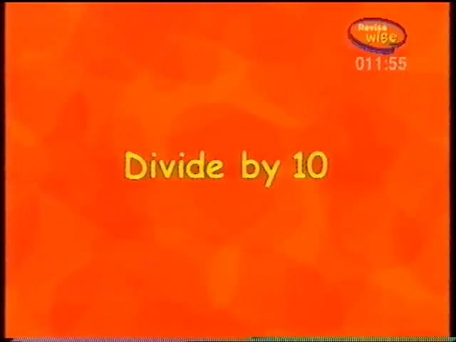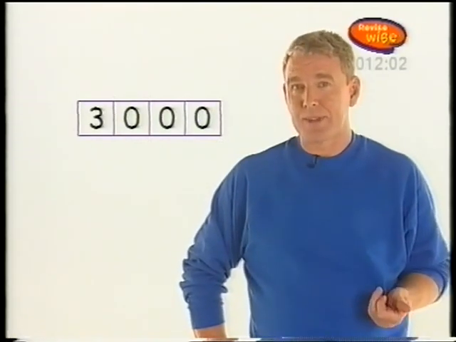And when you multiply a number by 1,000, the digits move 3 places to the left, and you put 3 zeros in the space. And multiplying by 1,000 is equivalent to multiplying by 10, and then by 10 again, and then by 10 again. When you divide a number by 10, the digits move 1 place to the right. And when you divide a number by 100, the digits move 2 places to the right. And when you divide a number by 1,000, the digits move 3 places to the right.